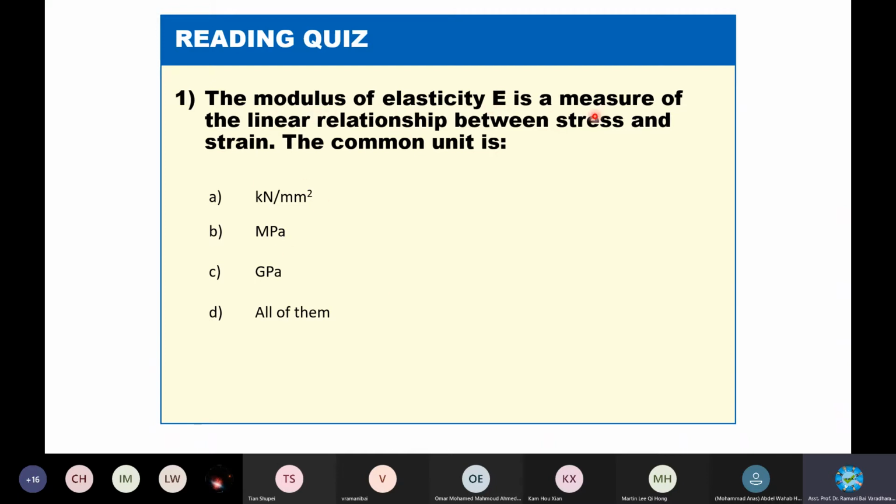Modulus of elasticity is a measure of linear relationship between stress and strain. The common unit is, what is the unit of modulus of elasticity?